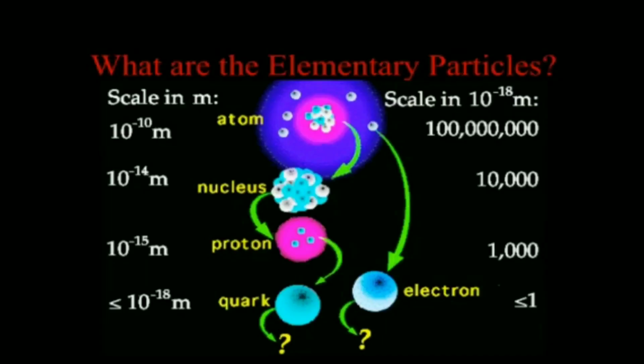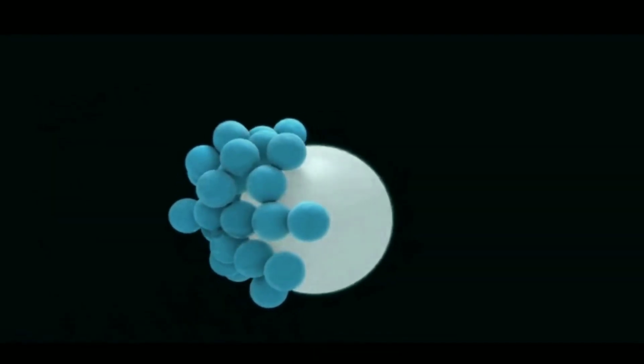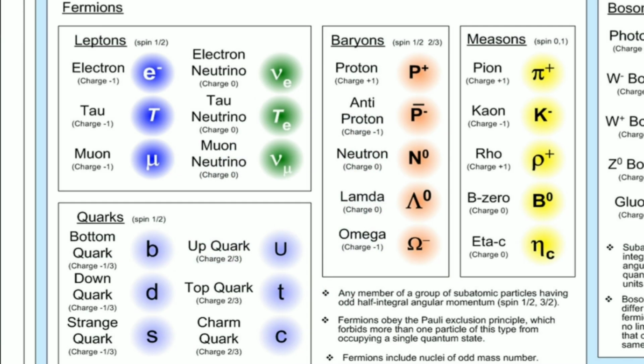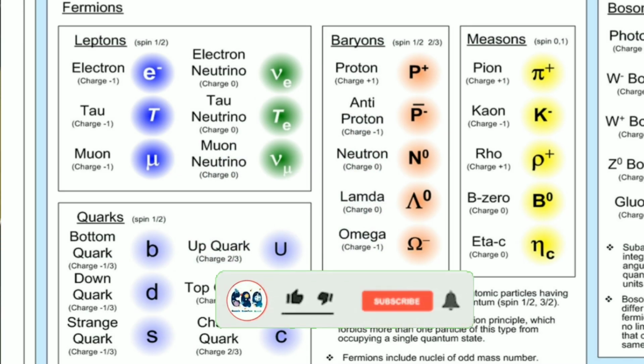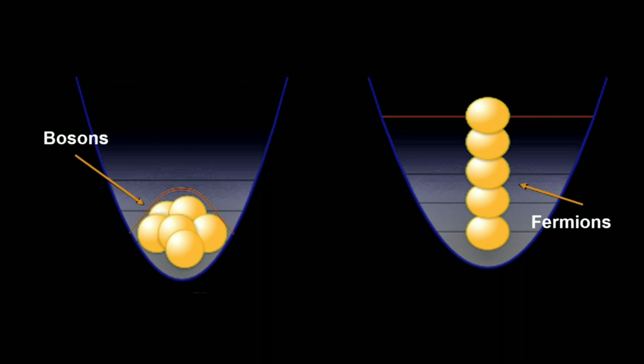They are divided into two main categories: elementary particles and composite particles. Elementary particles are the most basic and indivisible particles, while composite particles are made of two or more elementary particles. The first category of elementary particles is fermions. Fermions are particles that have half-integer spin and obey the Pauli exclusion principle, which means that no two fermions can occupy the same quantum state.